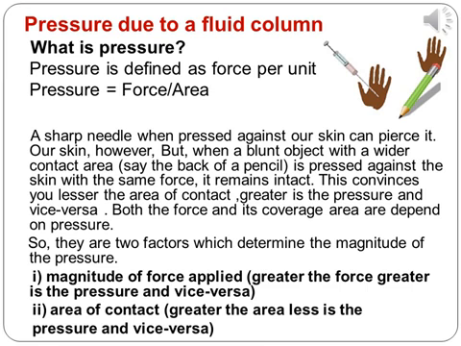So, there are two factors which determine the magnitude of the pressure. The first one is the magnitude of force applied, and the second one is the area of contact. You have to note these points. First, the greater the force applied, the greater is the pressure, and the lower the force applied, the lower is the pressure. And second, the greater the area of contact, the less is the pressure, and the lower the area of contact, the more is the pressure.